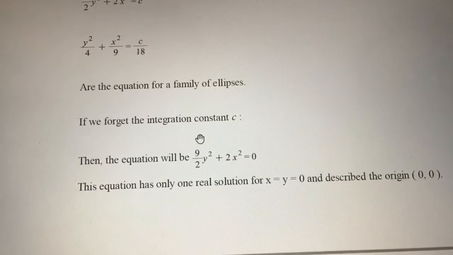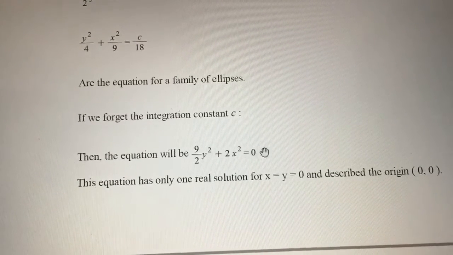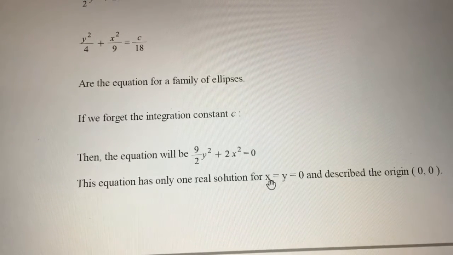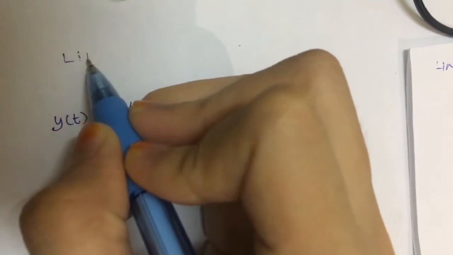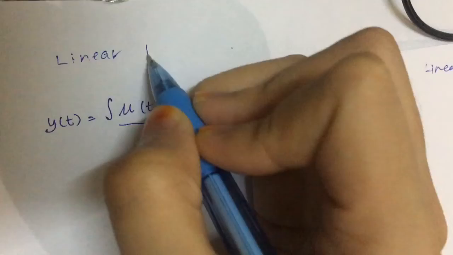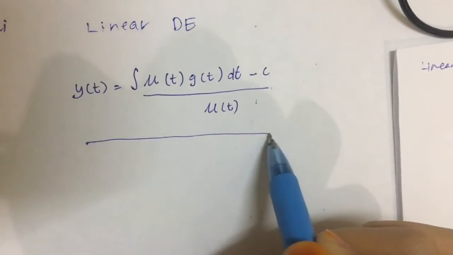If we forget the integration constant c, then the equation will be 9/2 y square plus 2x square equal to 0. This equation has only one real solution, x equal to y equal to 0, and describes the origin (0,0). For linear differential equations, for first order, this is the equation.